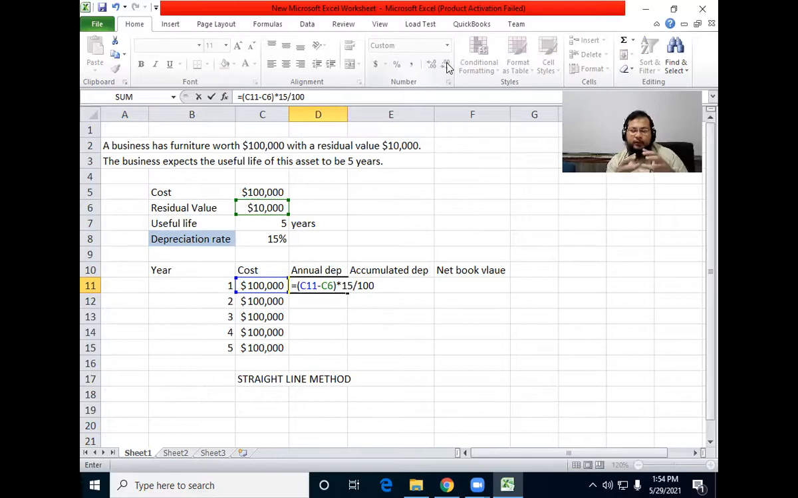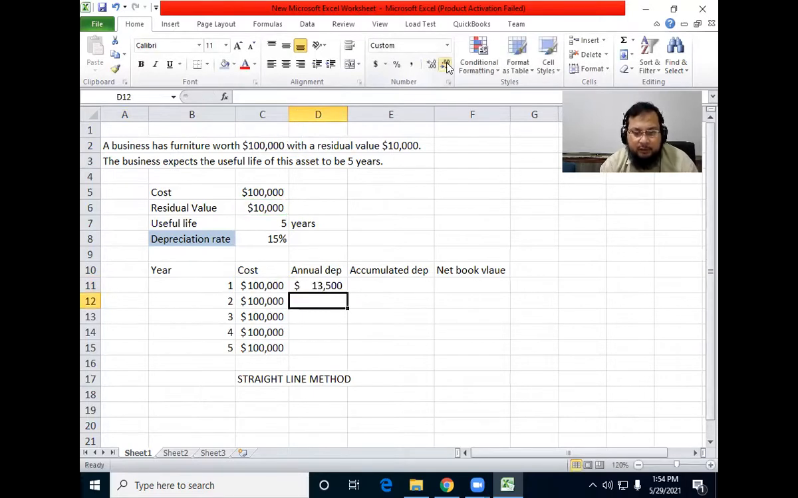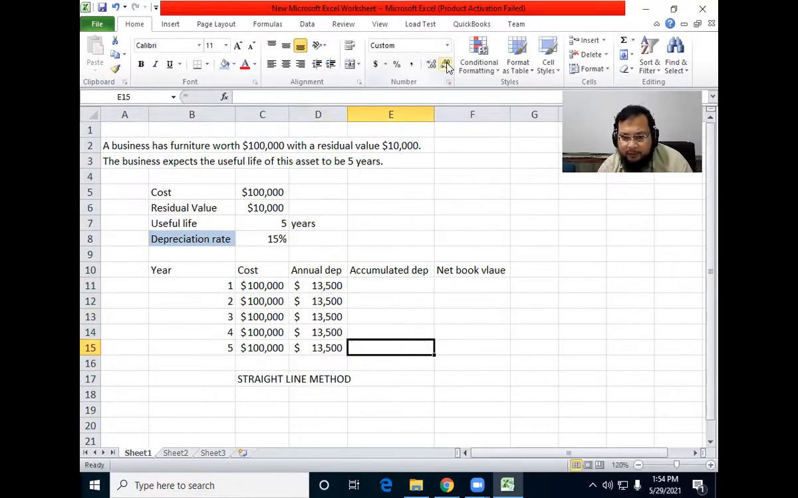So first of all, you will take the cost, you will subtract your residual value from the cost, and then you will apply the rate of depreciation. That is how we get the depreciation. And every year this depreciation remains the same because we are following the straight line method, and in this method the depreciation remains the same over the useful life of the asset.